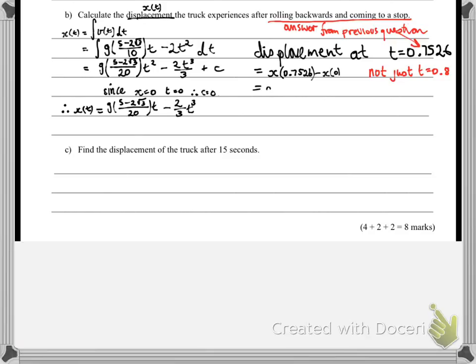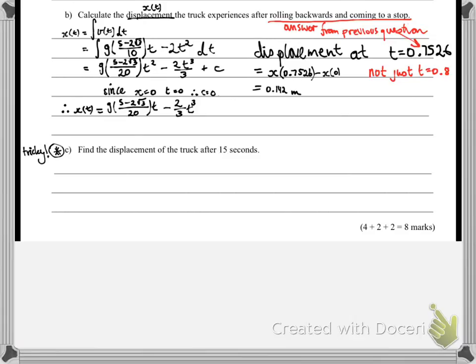There it is. So my displacement is given by this, the change in position, and I can evaluate that on the CAS calculator, and I get 0.142 meters, which is about 14 centimeters. It's just a little smidgen rolling backwards. That's okay.